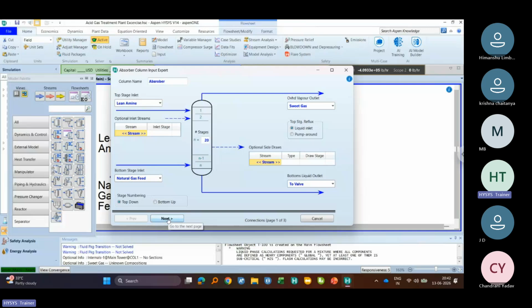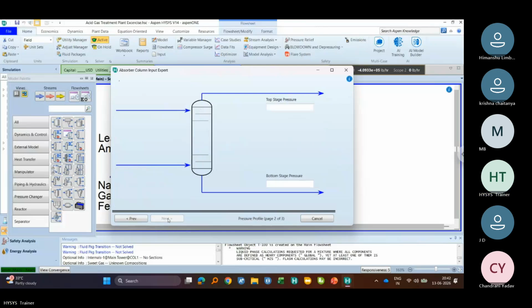Suppose if it is going to a heater, we will rename it as to heater. If it is going to a valve, we will rename it as to valve. Now the top stage pressure and bottom stage pressure for this are given as 814.7 psi at both. Like we will enter those values, 814.7 psi. Similarly for this, 814.7 psi. And click on next.